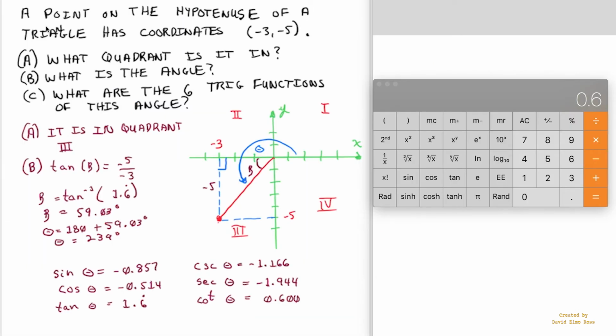Let's take a look at this problem. A point on the hypotenuse of a triangle has coordinates minus 3 and minus 5. So if we draw our x and y grid here, minus 3 is 1, 2, 3 units this way and 5 units down this way. So this is the hypotenuse of our triangle here. Now the angle for that will be this one here, and we'll call it beta for now. Now it says what quadrant is it in? So this is quadrant 1, 2, this is quadrant 3, so it is in quadrant 3.